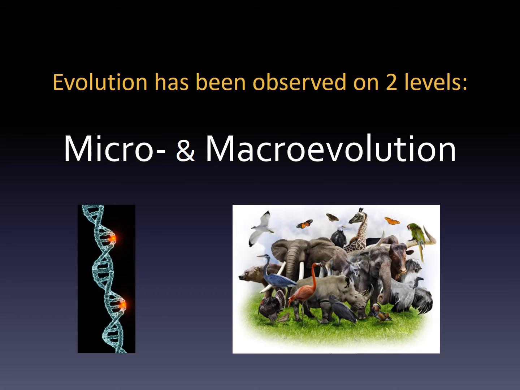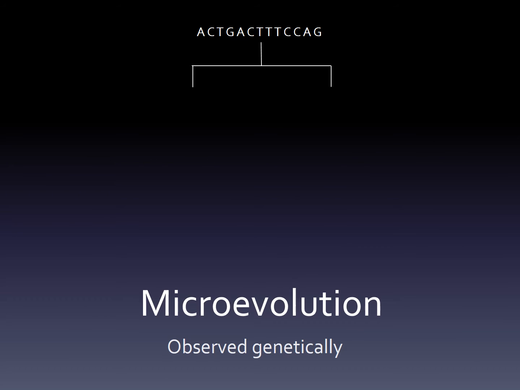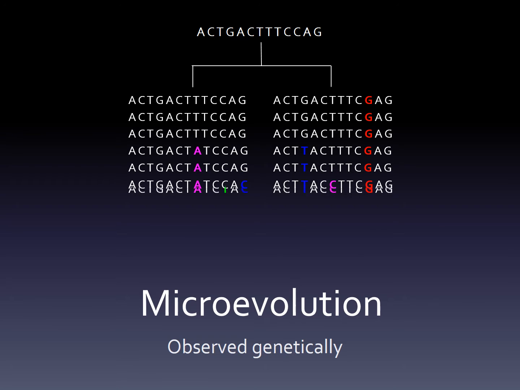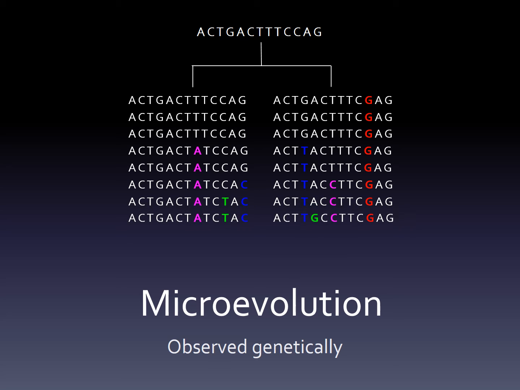Evolution has been observed on a couple of different levels, and we call these the microevolutionary level and the macro level. Microevolution refers to observed genetic changes, and that's what we talked about in Unit 3. So here at the top you see an ancestral DNA sequence. Over time, lineages are accumulating separate mutations, and they become less and less alike over generations. This change in the DNA sequence is microevolution.